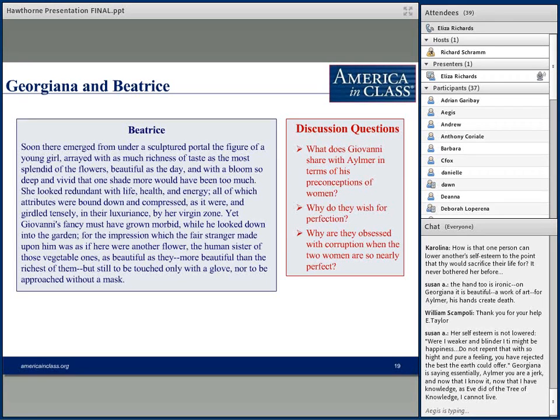He deserves for her to die. Yeah, that's right. So what about this passage on Beatrice? How does this complement the passage on Georgiana? How does that complement?